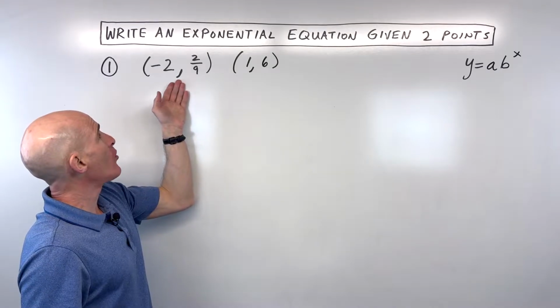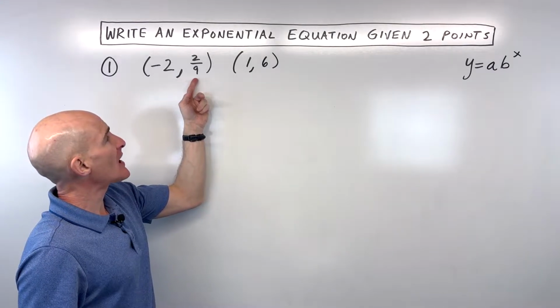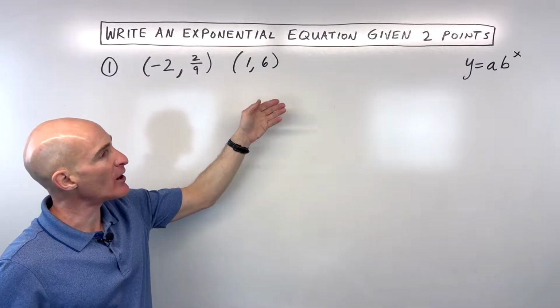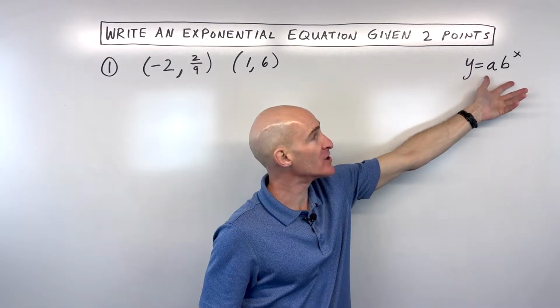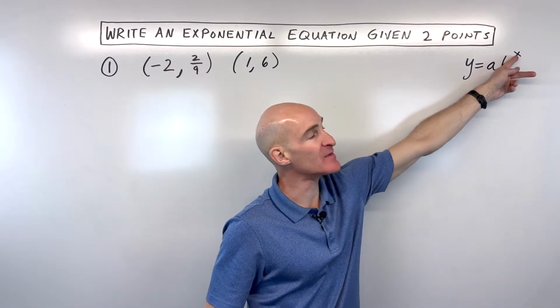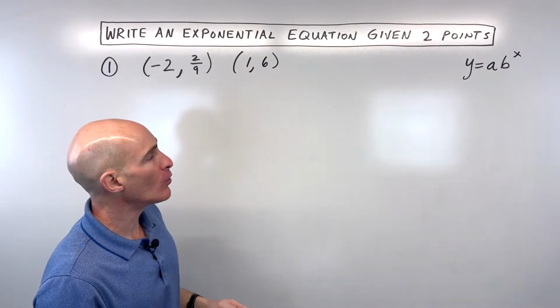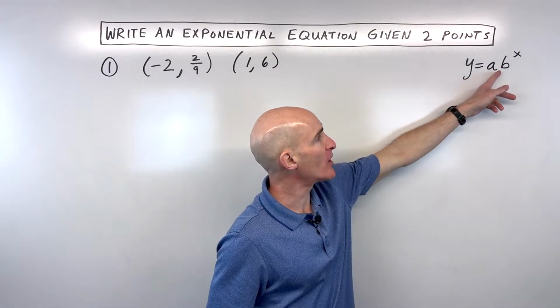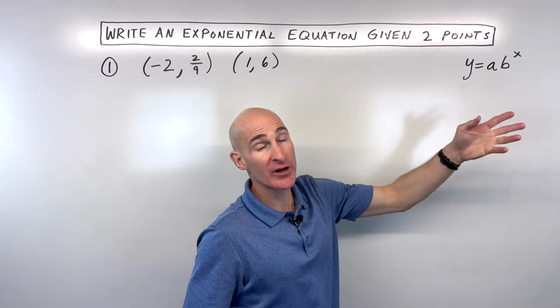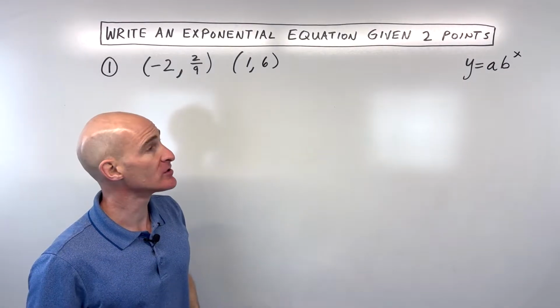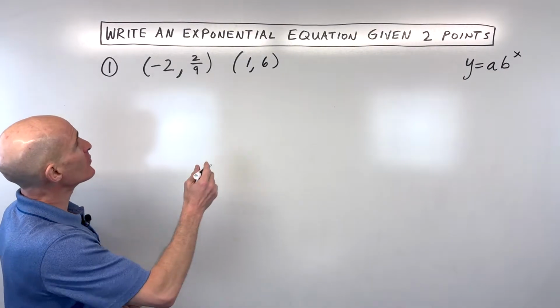So we're given these 2 points, (-2, 2/9) and (1, 6), and we want to write an exponential equation in this form, y equals a times b to the x power. Well, when you have two variables or two unknowns like a and b, you're going to need two equations to solve for those two unknowns. So let's go ahead and write our two equations.